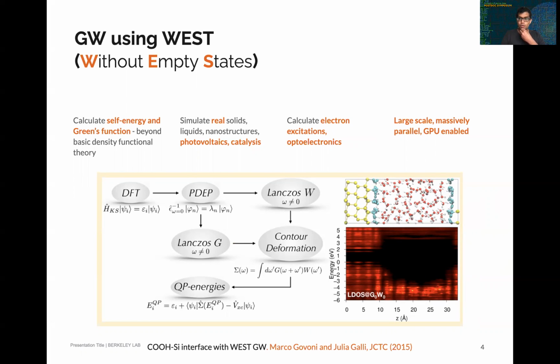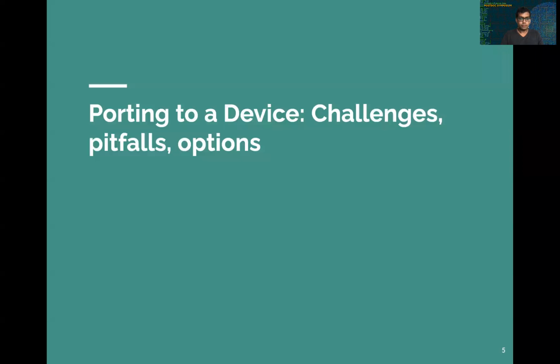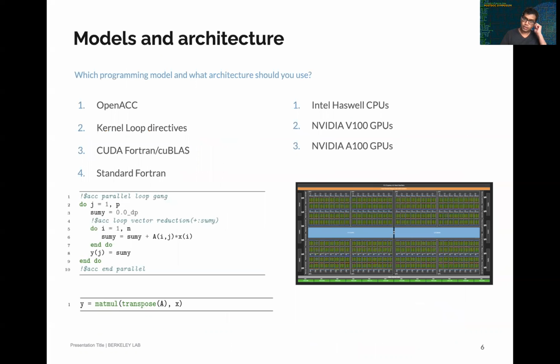Well, okay, so now how do you take a code like this and deploy it on a device? What are the challenges? What are the pitfalls? And what options do you have? Well, the options are fairly straightforward. You have an option between various models and various architectures. So models come in two broad categories. One is a directive-based model. OpenACC is an example. Kernel loop directives is an example.